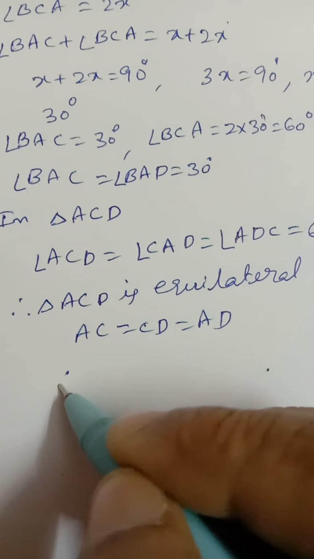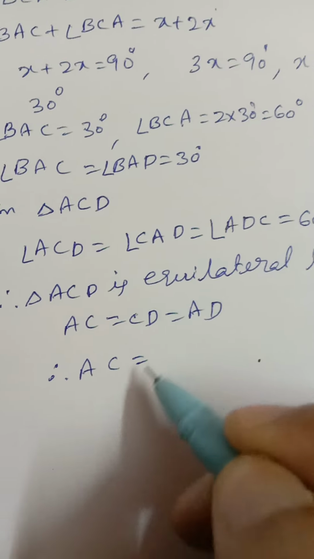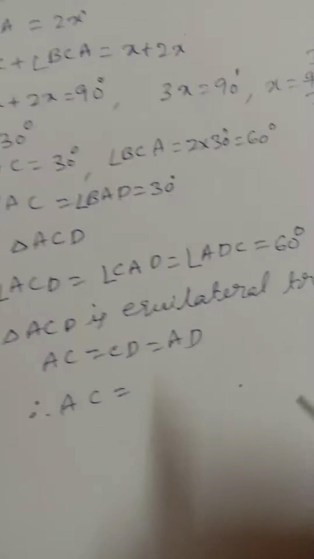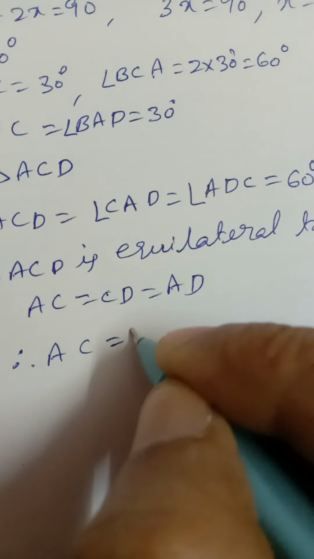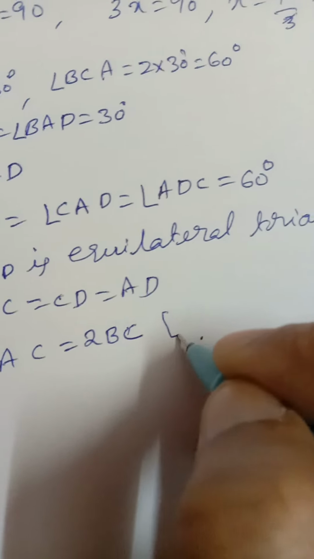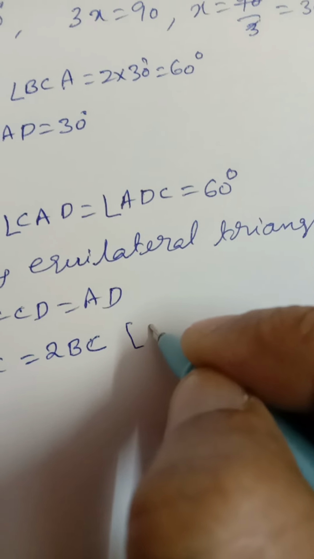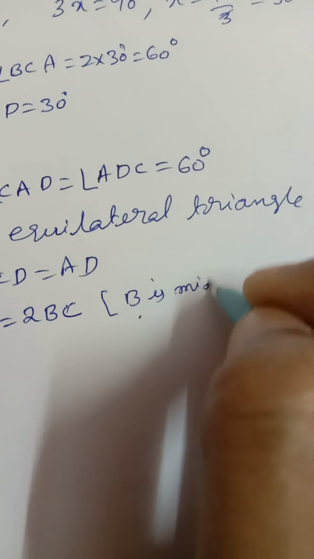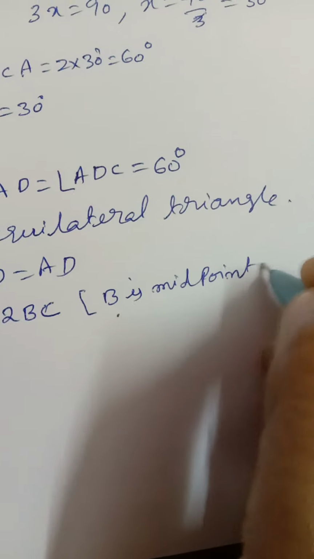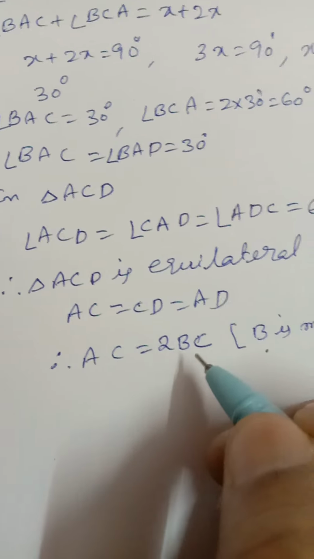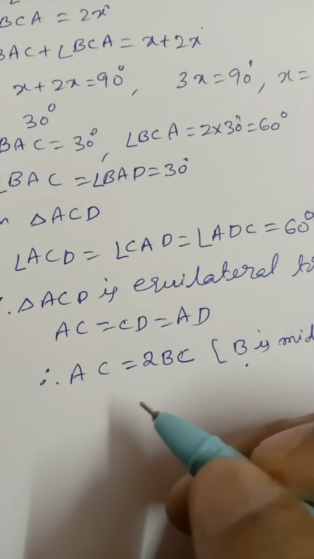Therefore, since B is the midpoint of CD, AC is equal to CD, which is 2BC. Therefore AC is equal to 2BC, hence proved.